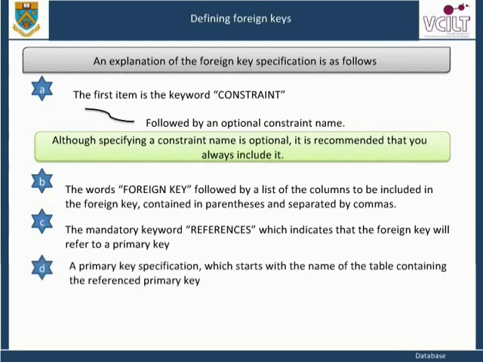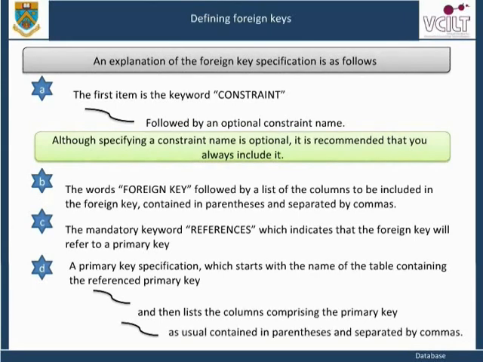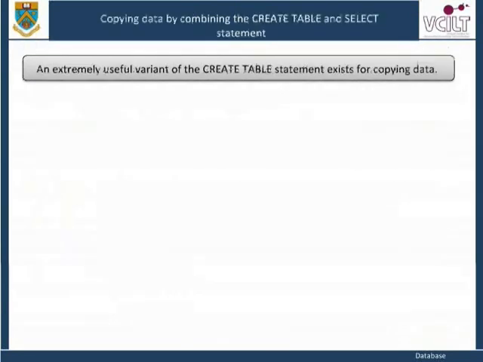A primary key specification, which starts with the name of the table containing the referenced primary key, and then lists the columns comprising the primary key, as usual contained in parentheses, and separated by commas. The full stops shown in the version of the syntax above indicate that there may be more than one foreign key specification.